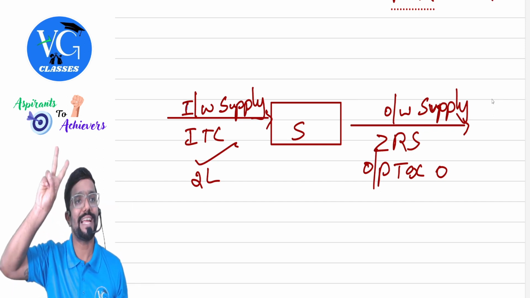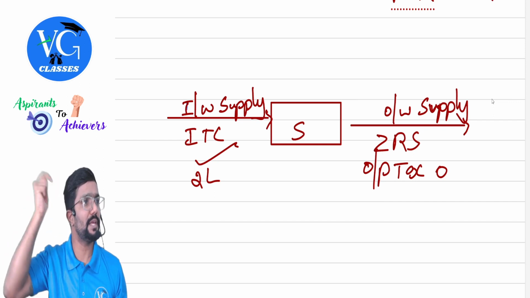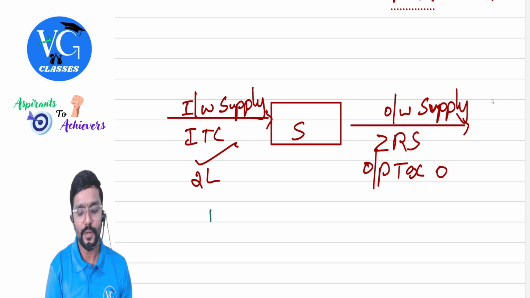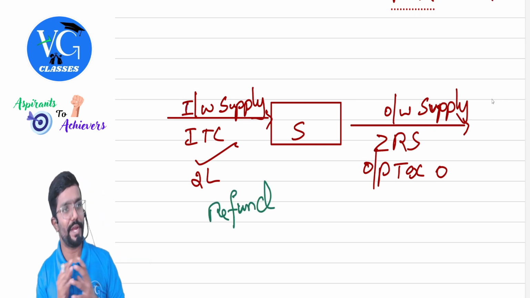So can I call 2 lakh as unutilized ITC? Yes. He can claim a refund of it. Claim refund of this, guys. Okay, sir.